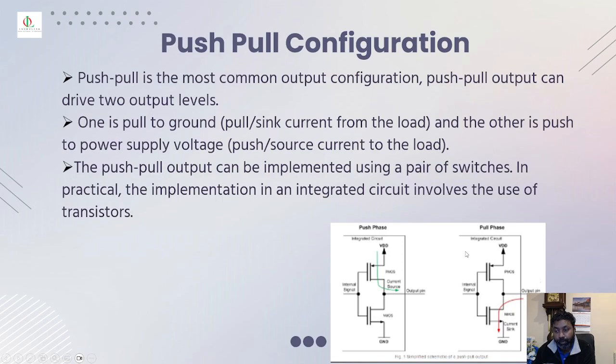Whereas the pull phase is the reverse of the push phase. The output is pulled down because the NMOS is active and the PMOS is off, so you get 0 voltage. So that's the pull phase.